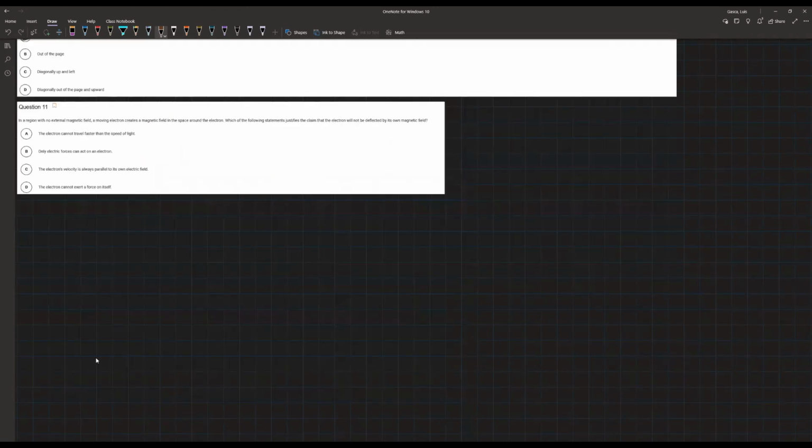Question 11. In a region with no external magnetic field, an electron creates a magnetic field in the space around the electron itself. Which of the following statements justifies the claim that the electron will not be deflected by its own magnetic field? Really important: an object cannot push against itself. It cannot act on itself. There's a principle of no self-action.